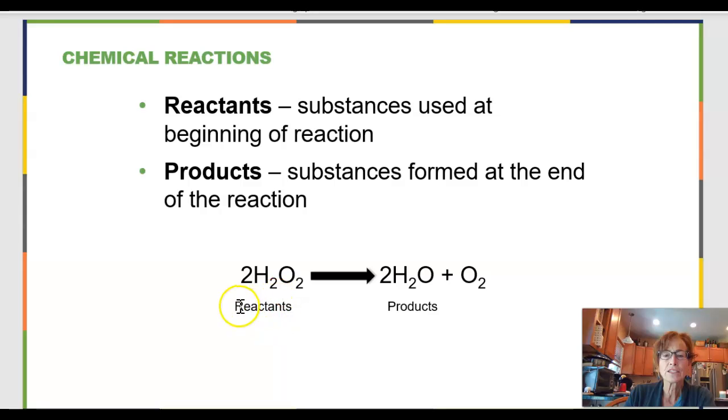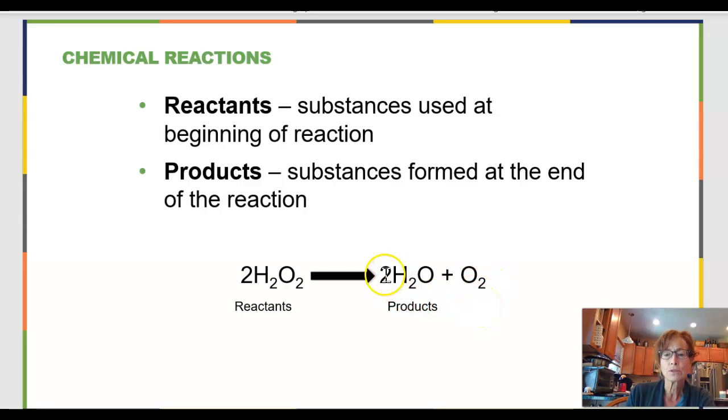So in this case, the reactants, if you can read this, you would read that this is 2 molecules of this compound called H2O2, which is hydrogen peroxide. And 2 molecules of hydrogen peroxide will break down or form these products: 2 water molecules and 1 molecule of oxygen. But this little 2 tells us that oxygen is diatomic, meaning it has 2 atoms in it. It's not a compound, it's a molecule.